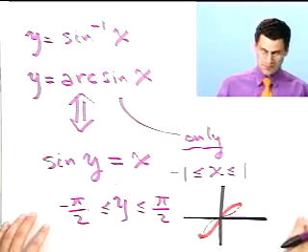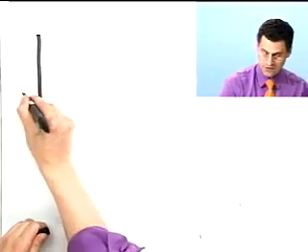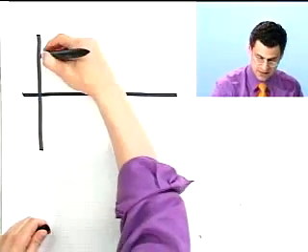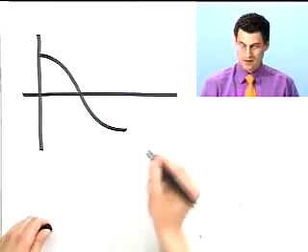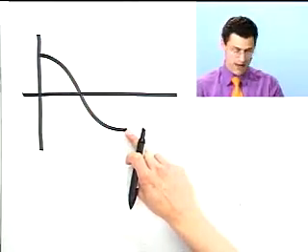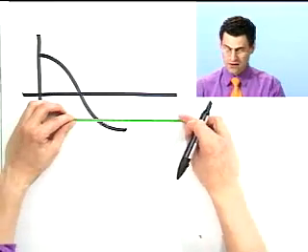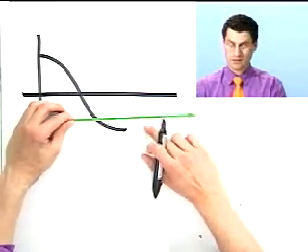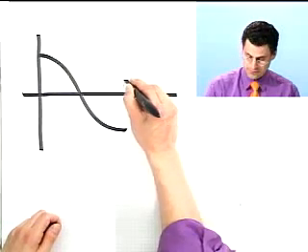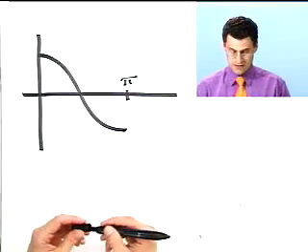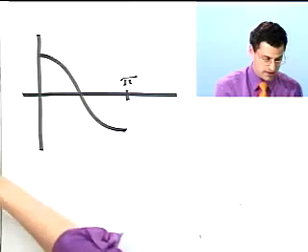What about cosine? Well, the same problem occurs with cosine. It's not one-to-one. So to make it one-to-one, we just look at a little piece of it. And for cosine, we look at this piece. See, if I went any further, look what would happen. It would fail the horizontal line test. It would back up onto itself. So I just go from 0 to pi.